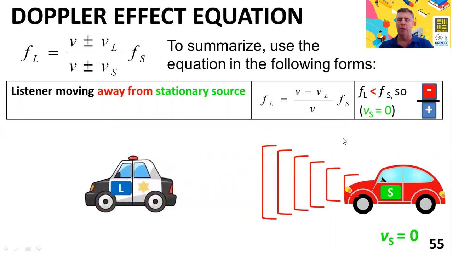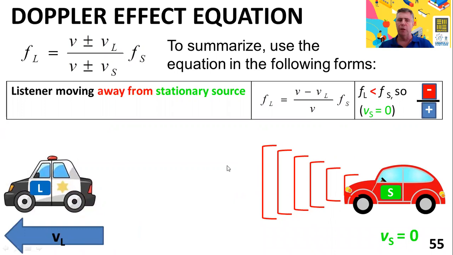The listener, the police car, is moving. So its velocity is not naught. It appears at the top of the equation, velocity of the listener, and you'll probably be asked to calculate that. Because they're moving apart, we expect the frequency observed by the listener to be less than the frequency of the source. So that fraction needs to be less than 1. So therefore, we choose the form with minus over plus. So it's a minus sign on the top. The bottom has only one term.